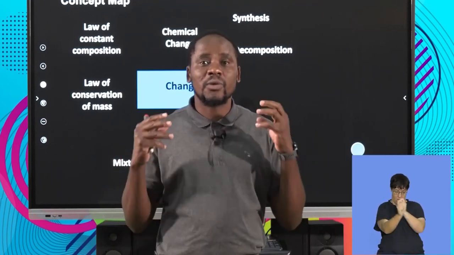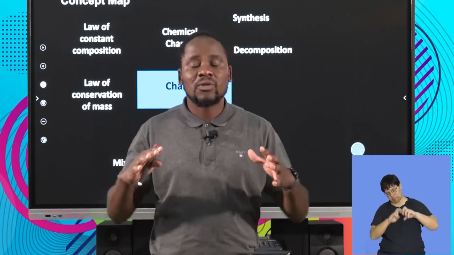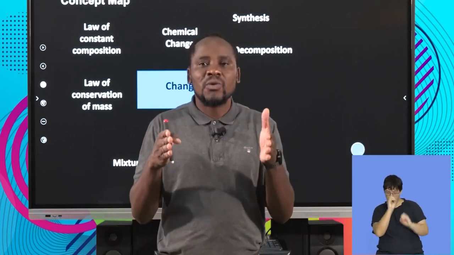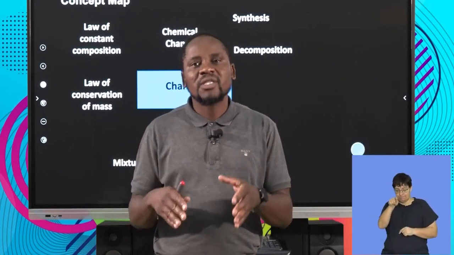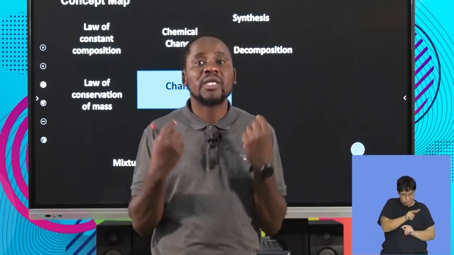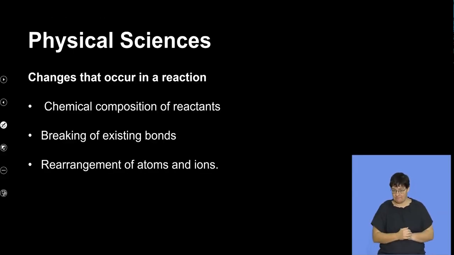So we want to delve into the finer detail of that and break it down so that we understand, at a molecular level, when we say new substances are formed, what exactly should have happened until that point when we actually get the products. So what are some of these changes that occur in a reaction?